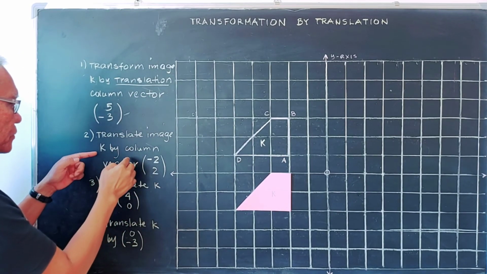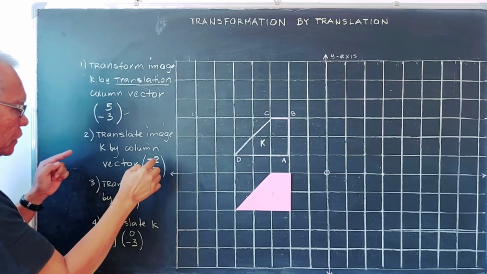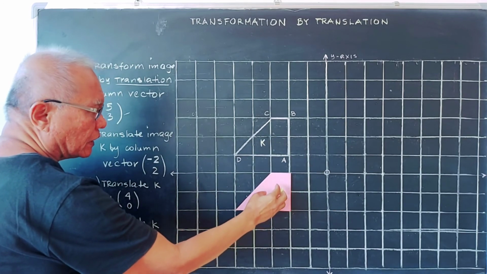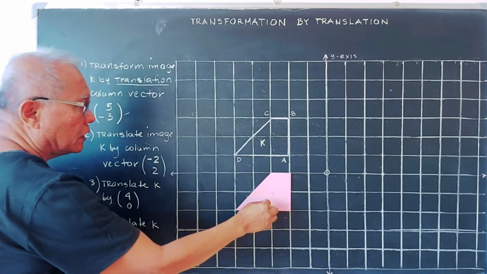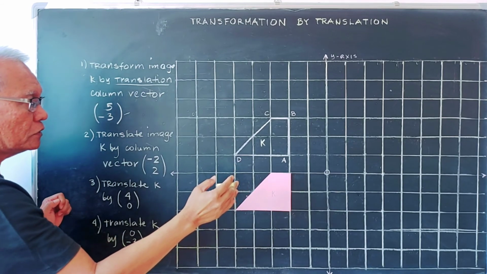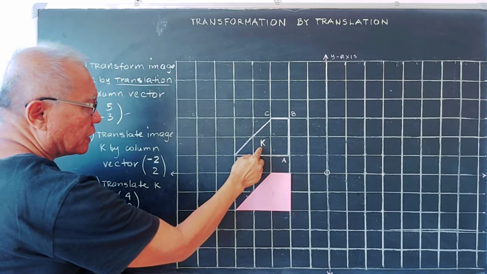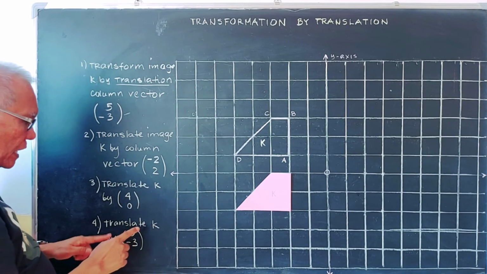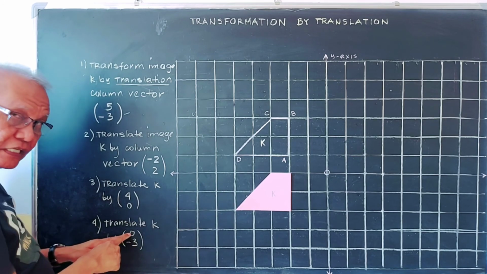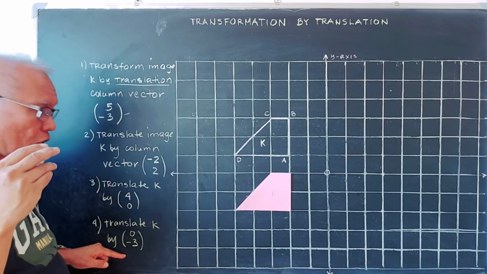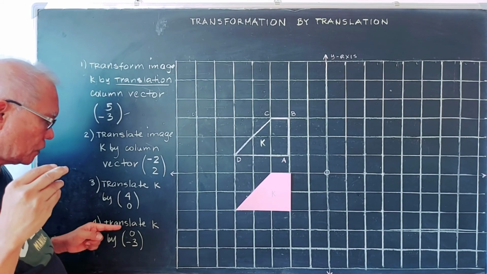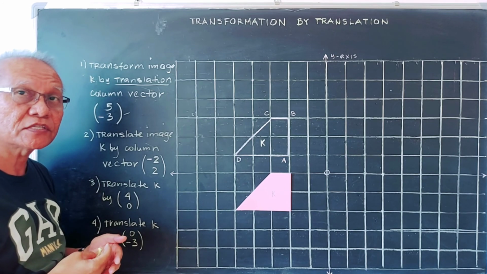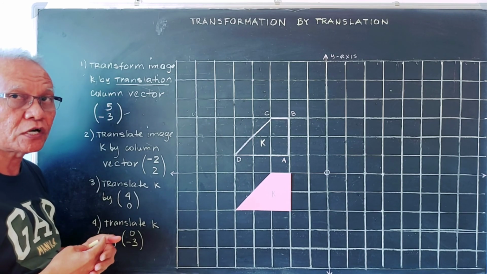Or translation by column vector -2, 2 for that one. If we have the image K and the image R, if they put the R there, what is the single transformation of image K to image R? Therefore, your answer is translation by column vector 0, -3. So always you have two answers there, translation and the column vector. That is how to describe the single transformation of our translation.